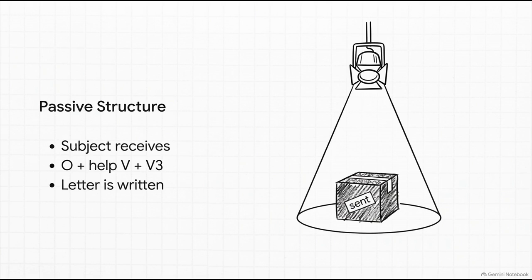So our test sentence transforms. It becomes, a letter is written by Ram. And our second example becomes, food is cooked by Sita. It's the exact same events, but with totally different staging.